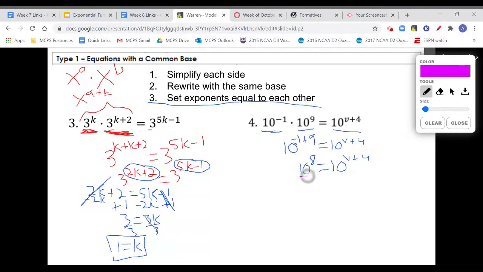At this point, you'll see I have a common base on both sides. Both sides are totally simplified. So again, I'm at step 3, set the exponents equal to each other. So 8 is going to be equal to v plus 4. Oh no.